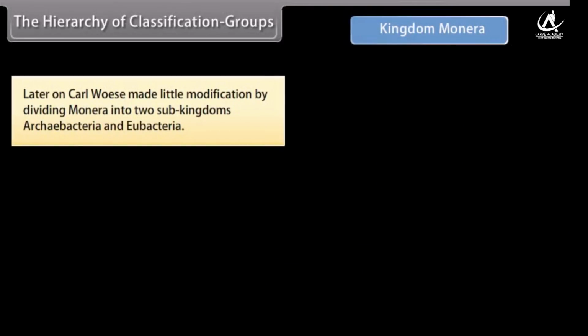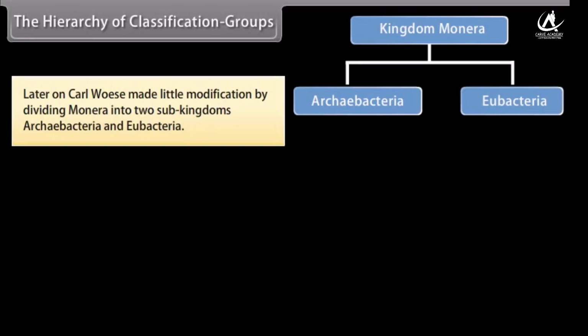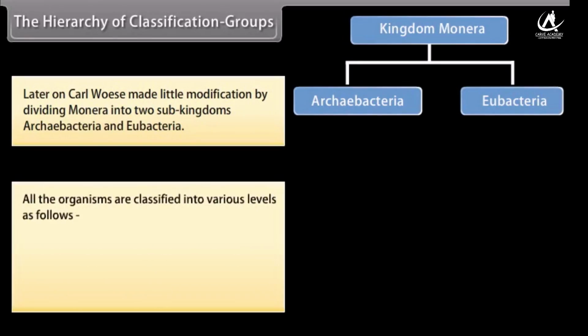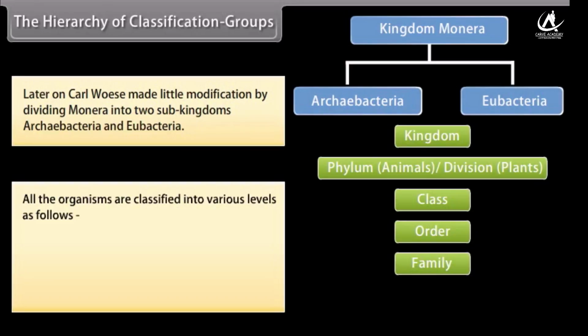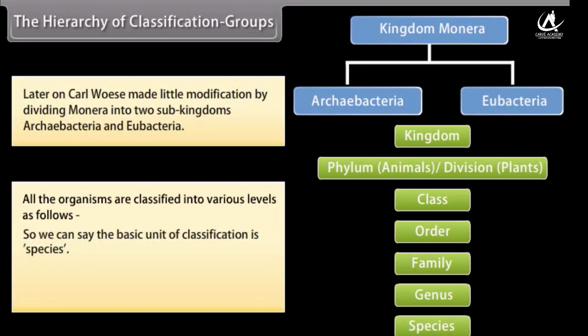Later on, Carl Woese made a little modification by dividing Monera into 2 subkingdoms, Archaebacteria and Eubacteria. All the organisms are classified into various levels as follows: kingdom, phylum (for animals) or division (for plants), class, order, family, genus, species. So we can say the basic unit of classification is species. Now we are going to discuss important characters of the 5 kingdoms.